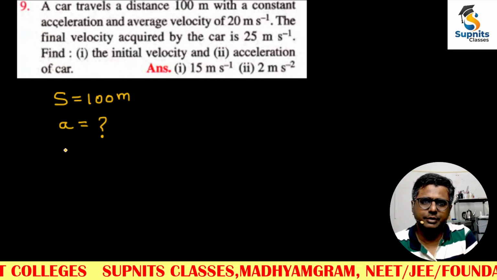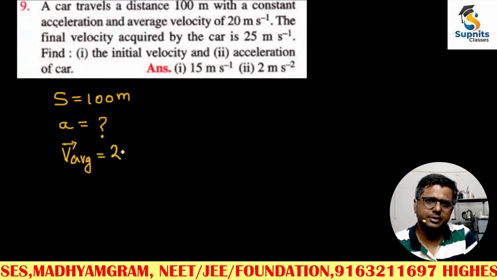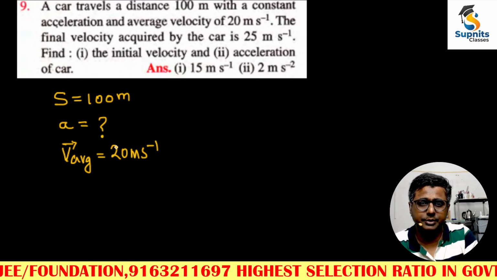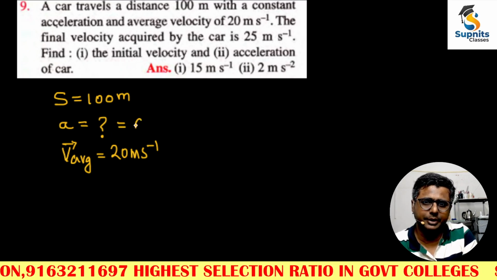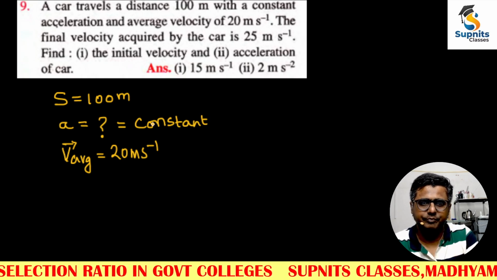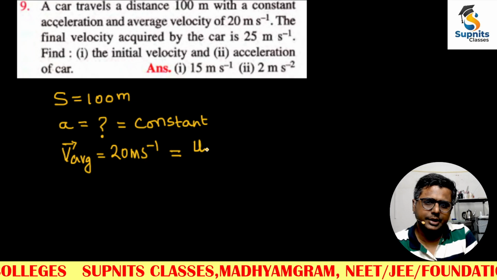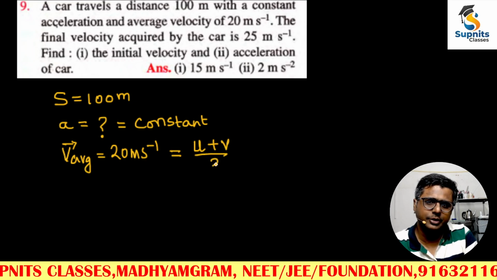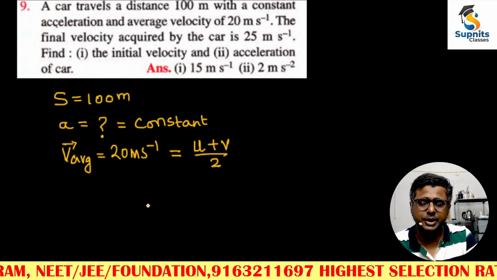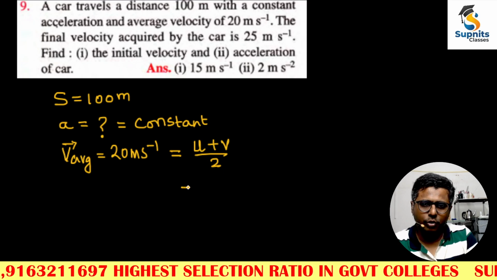That is very good. Average velocity is 20 meter per second, so I will write V average is 20 meter per second. This is a constant acceleration system. I don't know the value of acceleration, but I know that acceleration is constant. So if acceleration is constant, then we must know that average velocity or average speed can be written as initial plus final divided by 2. We can write average velocity is equal to u plus v by 2.